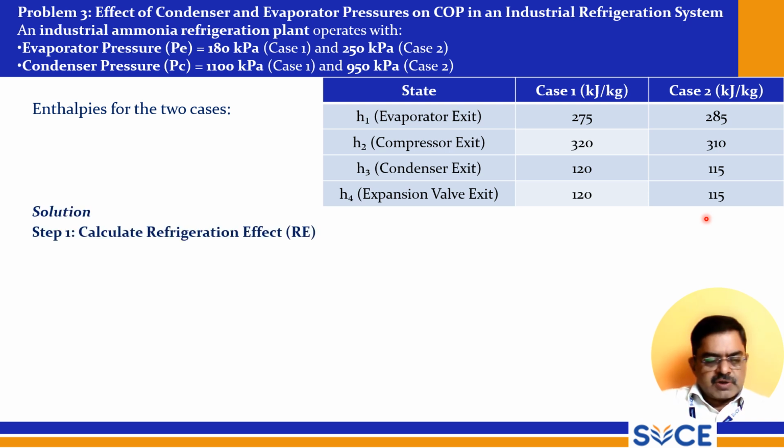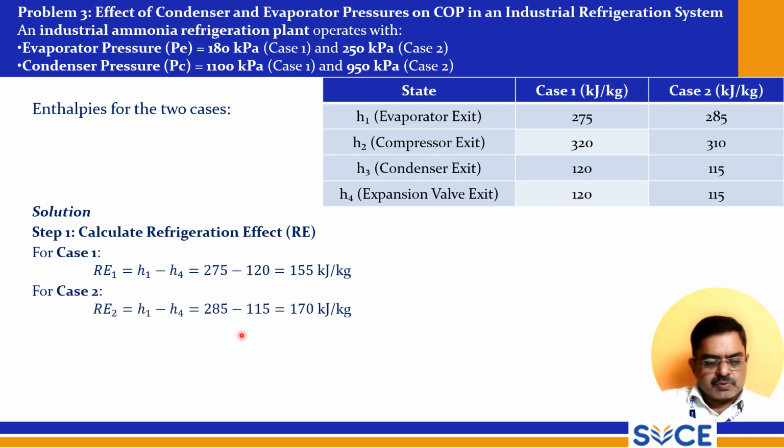So now we can solve this very easily. Calculate the refrigeration effect as we did in earlier cases. So RE1 is H1 minus H4, 275 minus 120, that is 155 kilojoules per kg. For case 2, it is 285 minus 115, that is 170 kilojoules per kg.